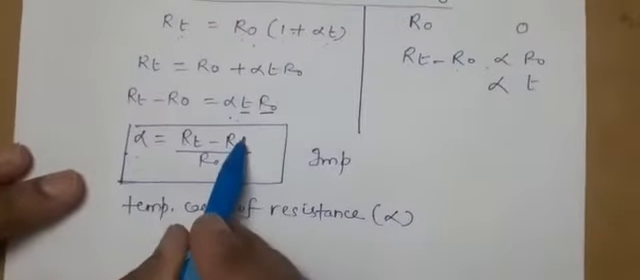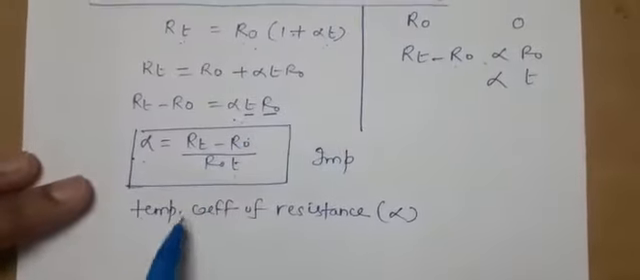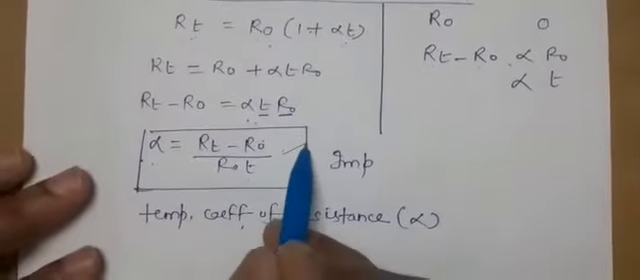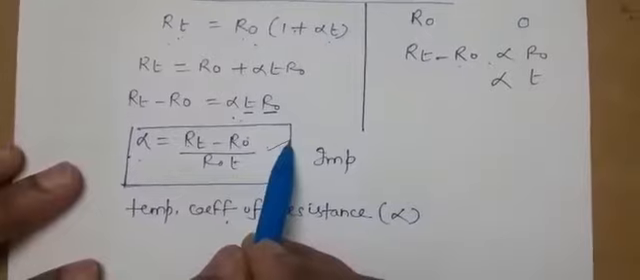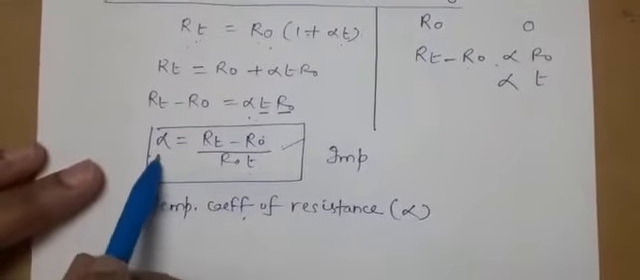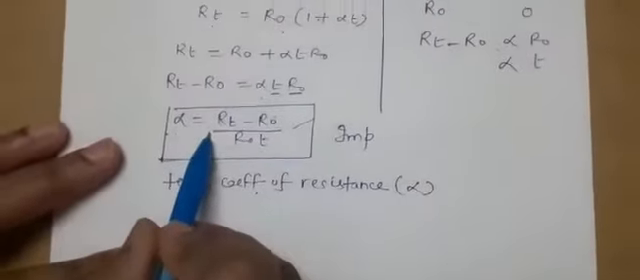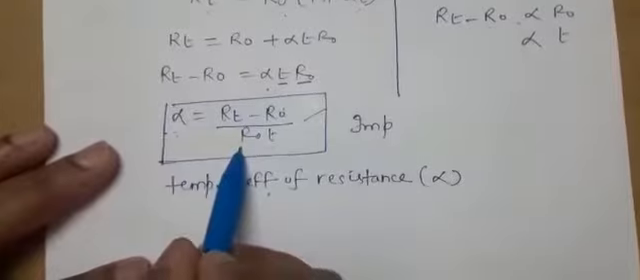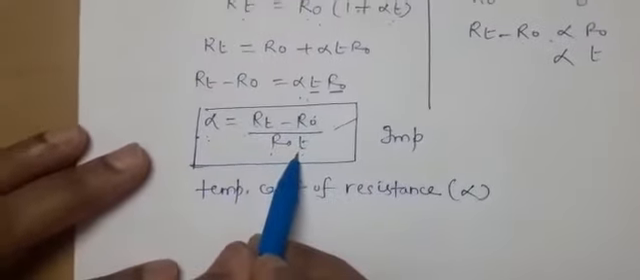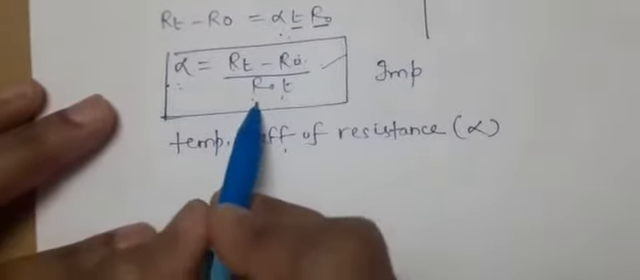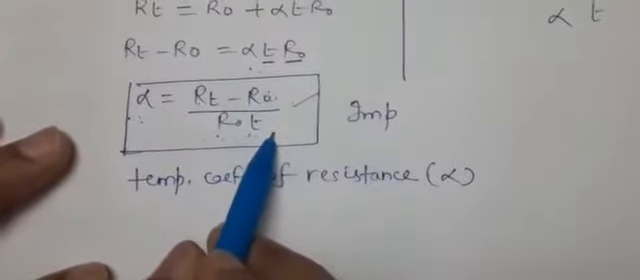Now from this step we can define it. For the definition you do not have to learn something different, you just have to remember this result. So here also you can make a list of formulas on a separate sheet. Temperature coefficient of resistance is defined as the increase in resistance per unit original resistance per degree Celsius rise of temperature.